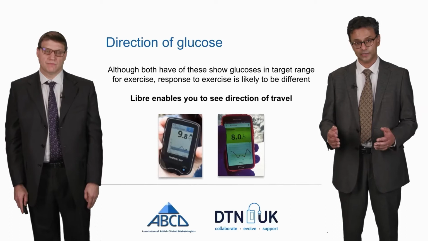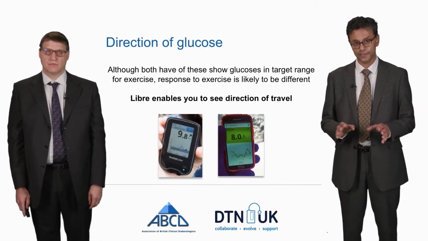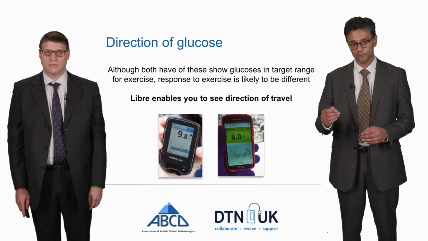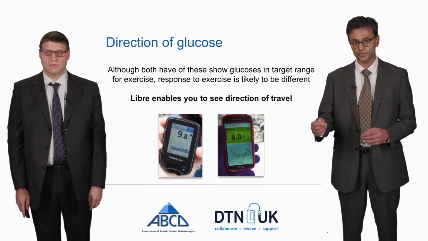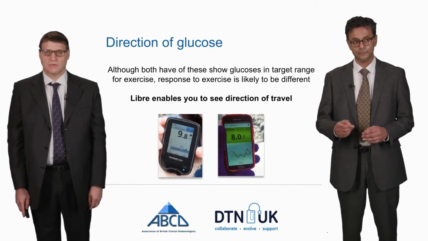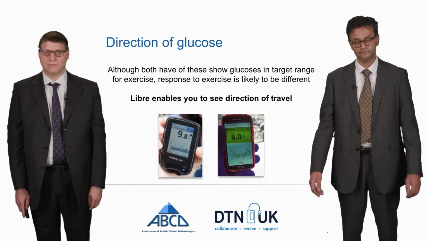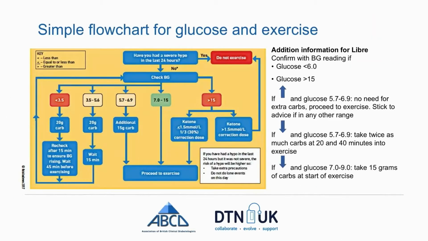So in this slide, the glucose values are broadly the same, but if you were starting with a value of 9.8 and going up, you might delay having to take carbohydrates during the exercise. But if you were at 8 and on the way down, you might want to take extra carbs at the start. And to try and help you with that, what we've developed is this algorithm.